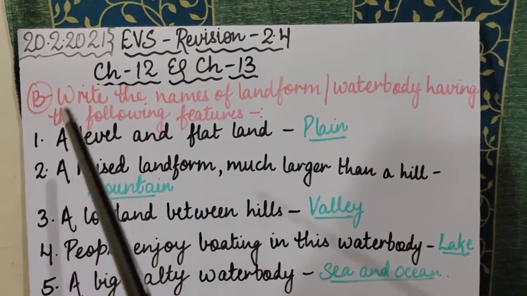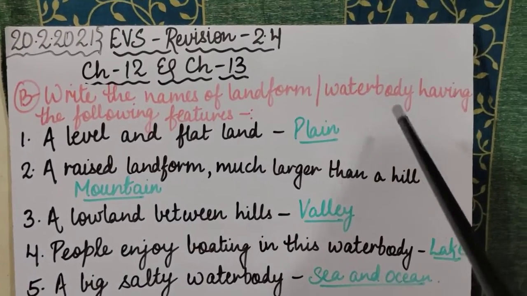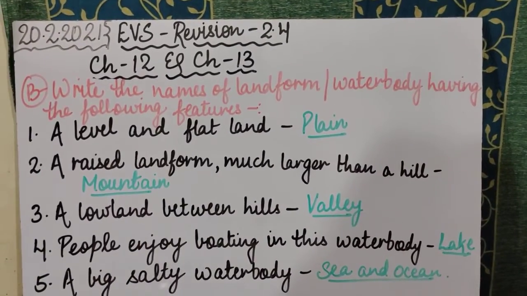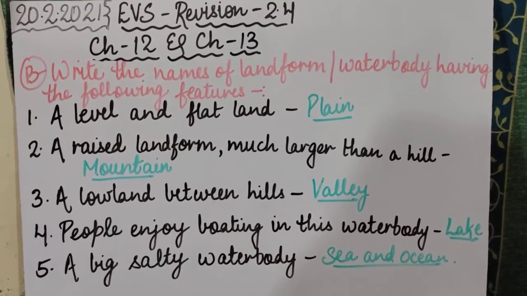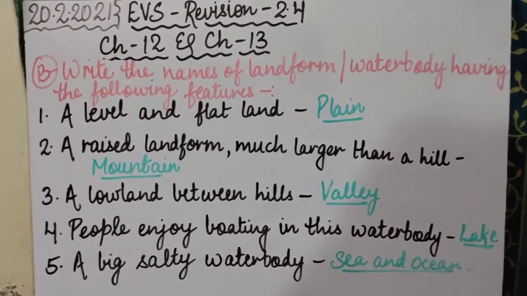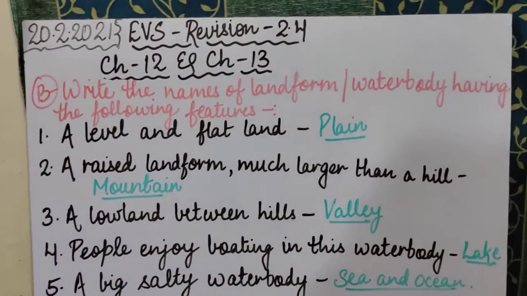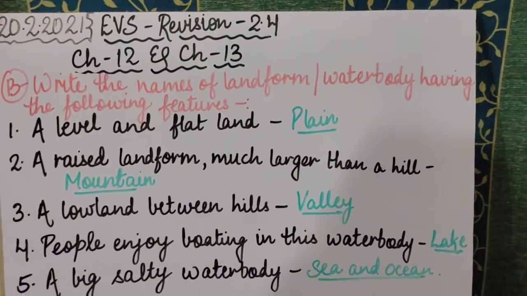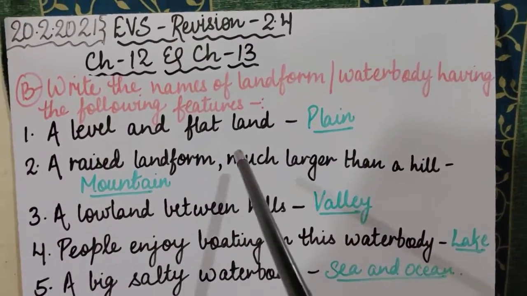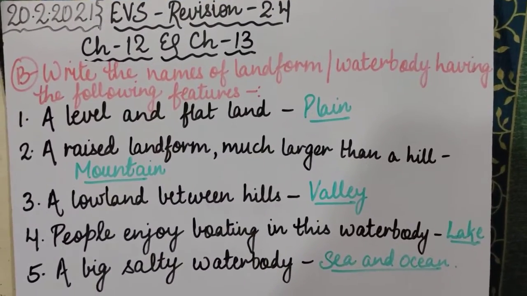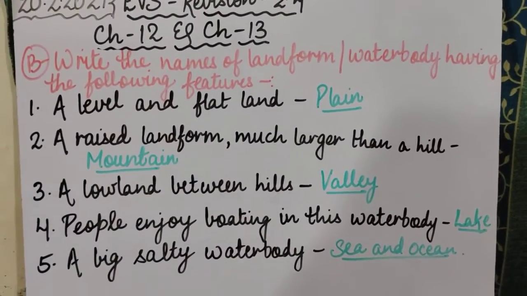Listen to it carefully. Write the names of landforms or water bodies having the following features. Now, there are some sentences given. You have to read those sentences and find out the name of the landform or water body which is asked. Okay, so let's get started. Listen to it very carefully.